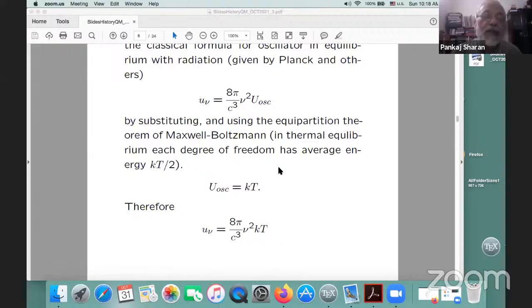This is something which Maxwell Boltzmann's kinetic theory of gases says. I am sure, and everybody is sure, that Planck also knew about it. And if he had put this equal to U nu, he would have obtained Rayleigh-Jeans's formula and probably would have given up his attempt to find the explanation for the success of Wien's formula.